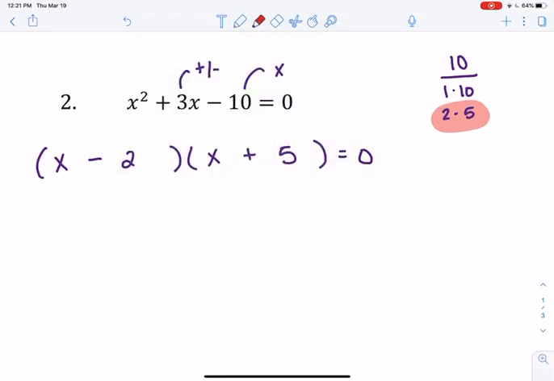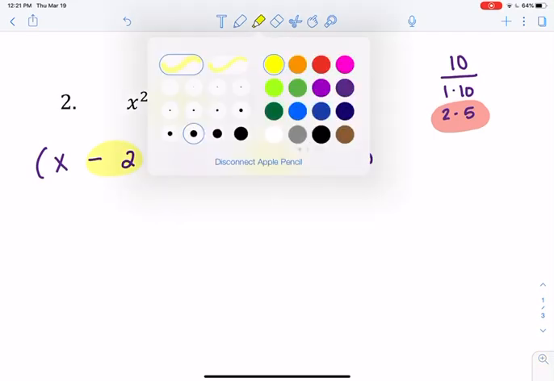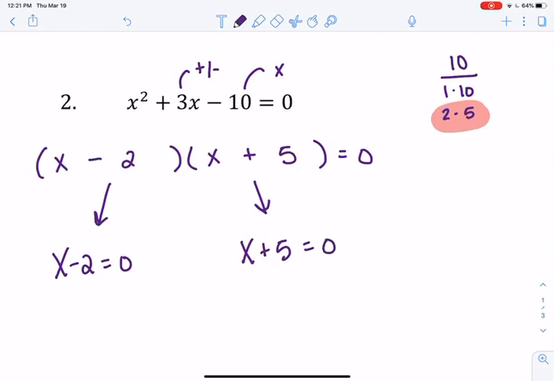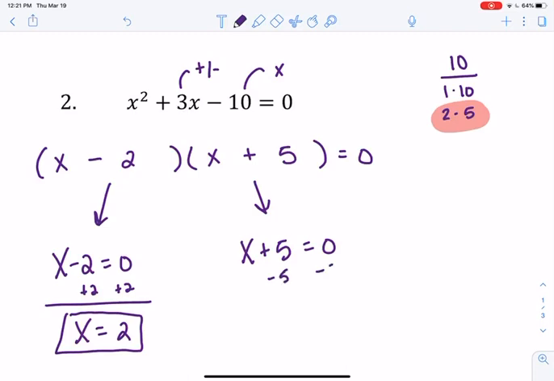If you want to do a check, negative 2 plus 5 gives us 3, and negative 2 times 5 gives us negative 10. So this all works. And now we're ready for our final step, where I split both sides up. So x minus 2 is equal to 0, and x plus 5 is equal to 0. I want to solve for x, so to get it by itself, I'll add 2 to each side. So x is equal to 2. Here I'll subtract 5 on each side, so x is equal to negative 5.